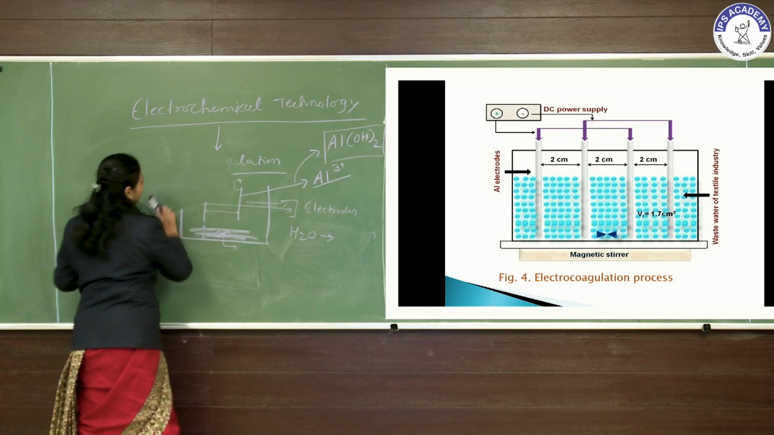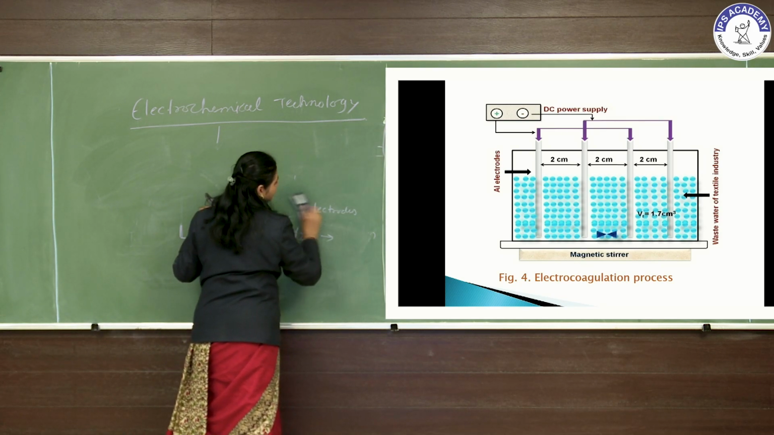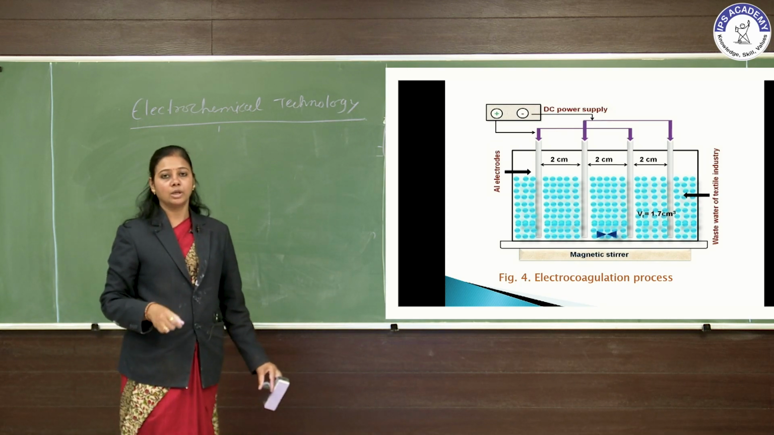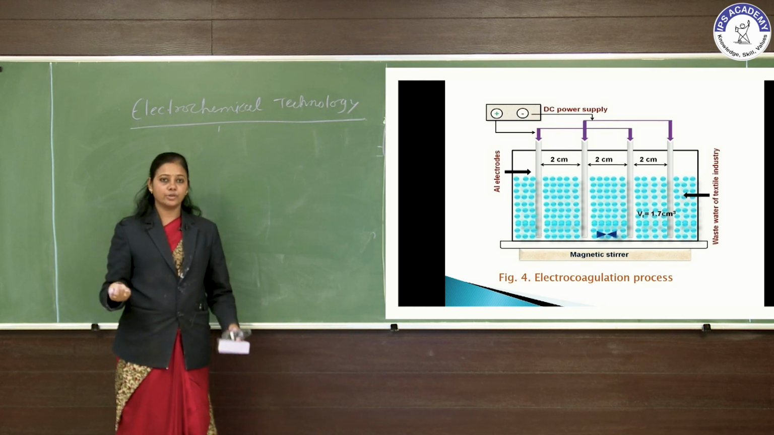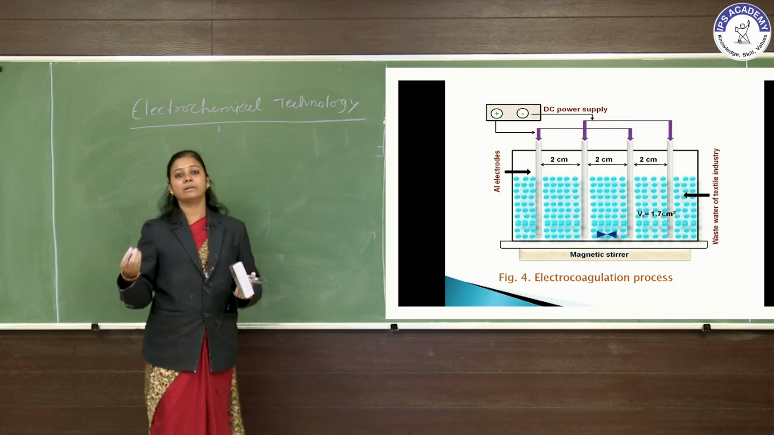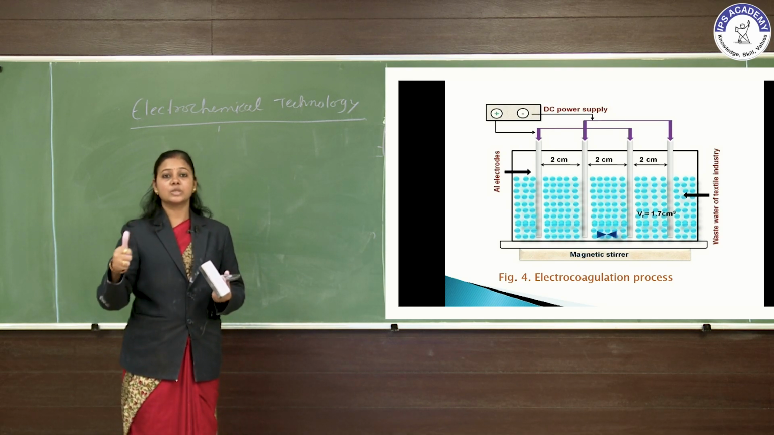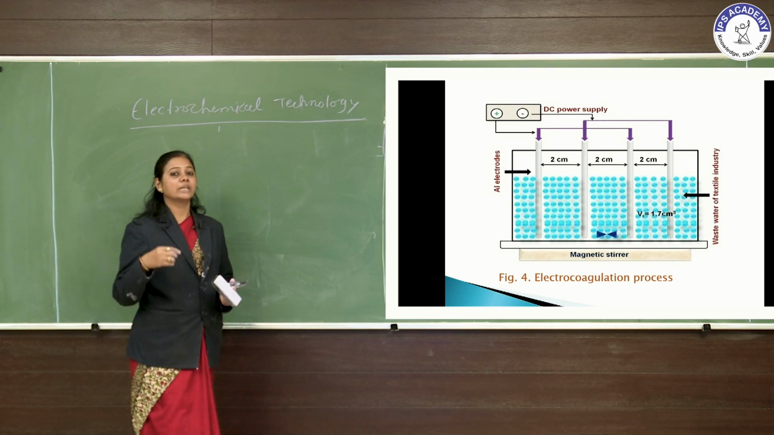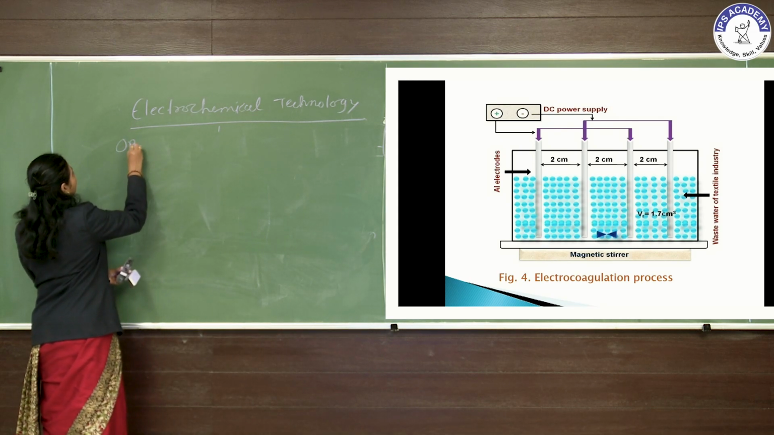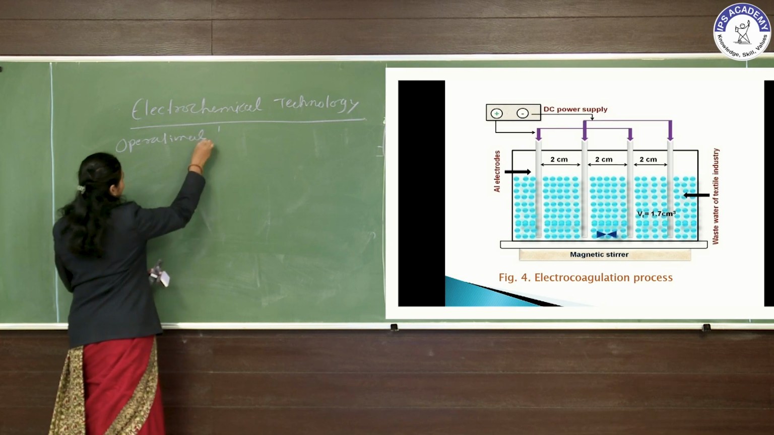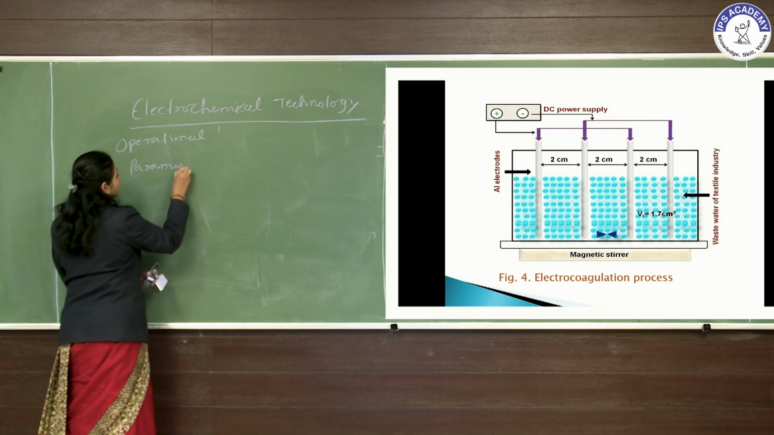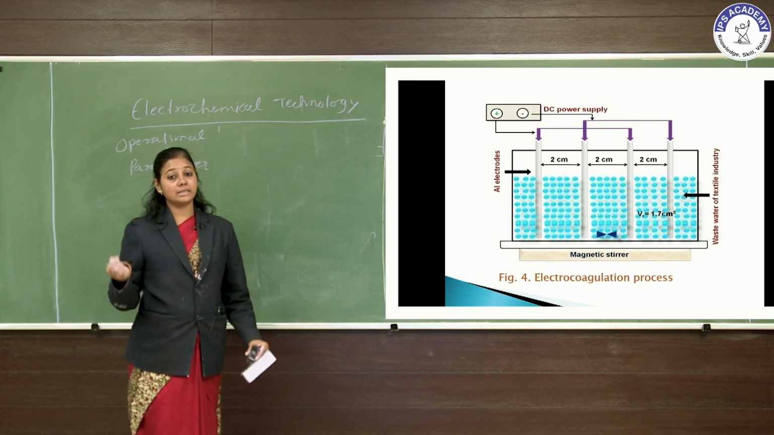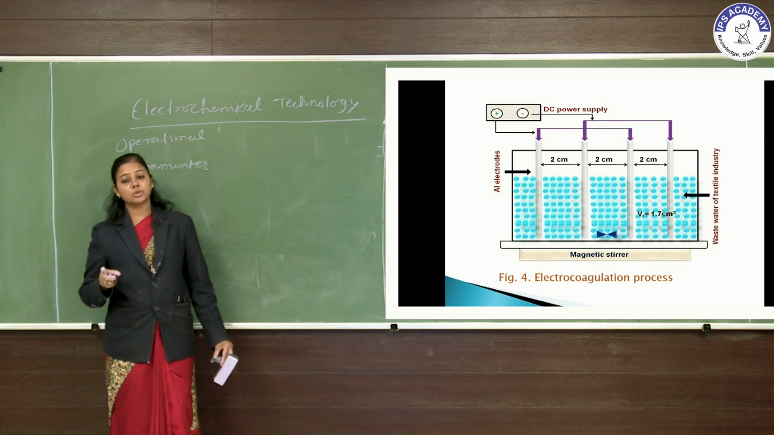Fine. So for the electrocoagulation process, some operational parameters are required to reach the highest degree of treatment, because until and unless we are able to get the highest degree of treatment, we cannot say strongly that this treatment technology can be applied to this particular wastewater. Okay, so there are some operational parameters on which this electrocoagulation system is based.